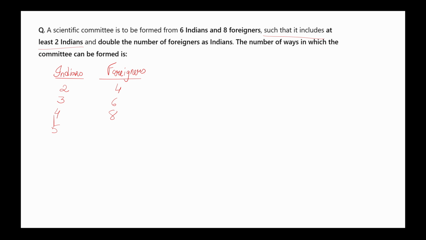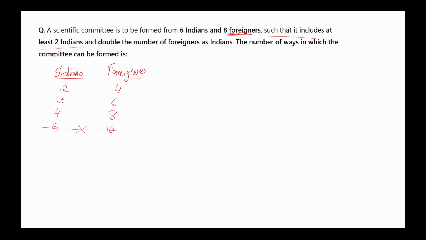And now if I have 5 Indians, I would have to choose 10 foreigners. However, I have only 8 foreigners. That means this case is not possible, right? I have a number of Indians more, but I cannot choose them because I do not have a sufficient number of foreigners to counter that part, right? That is why there are only these 3 cases possible.